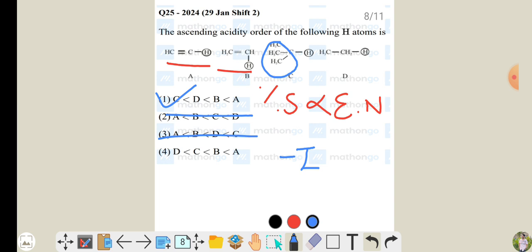The first one, because in D there is only one CH3 which is donating, and in the other there are three CH3 groups which are donating. Its conjugate base will be more negative, so there is no logic behind the other option. So it is a very, very simple question. I hope it is clear.